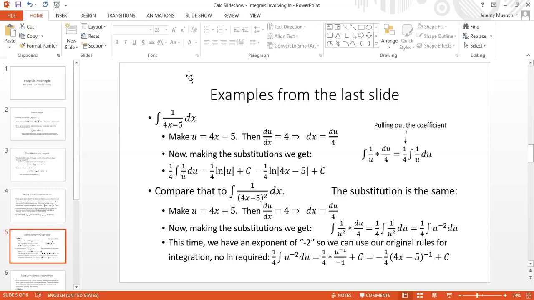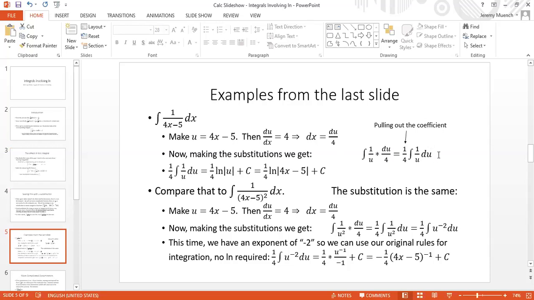So our idea would be to make u be the denominator in its entirety. So u equals 4x minus 5. We do u substitution in the normal way: take the derivative, du/dx equals 4, solve for dx, dx equals du over 4. If we make that substitution, we get 1 over u times du over 4. We can pull out the coefficient. du over 4 is the same as du times 1/4. So we can pull out the 1 over 4 or put it in front, do whatever you want, leave it alone.